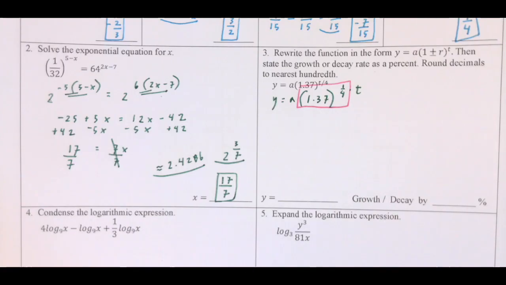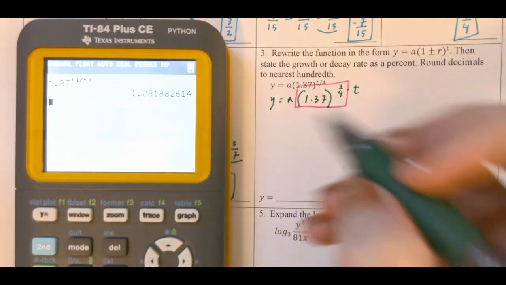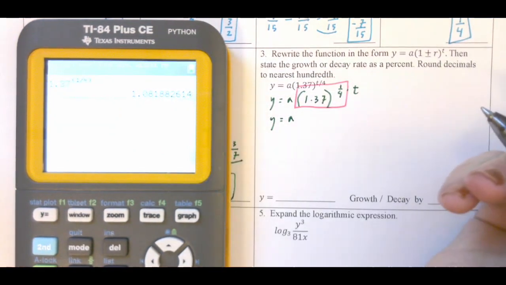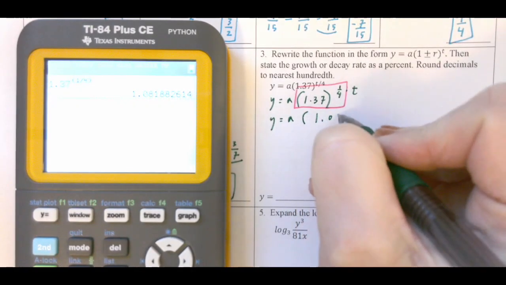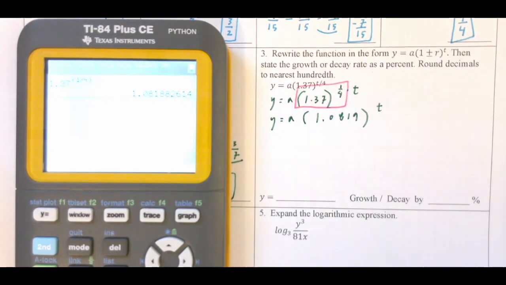So here I'm going to type that into my calculator. What is 1.37 raised to the 1/4 power? It's like saying, what is the quartic root, the fourth root of 1.37? So here I'm just going to record that to 4 spots because I like my percents to 2 spots. So I'm going to record this as 1.0819 to the t power.